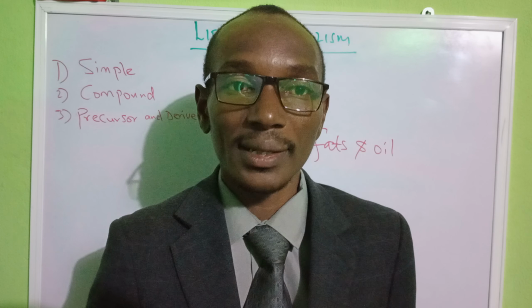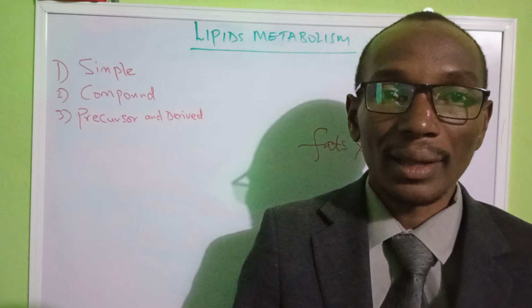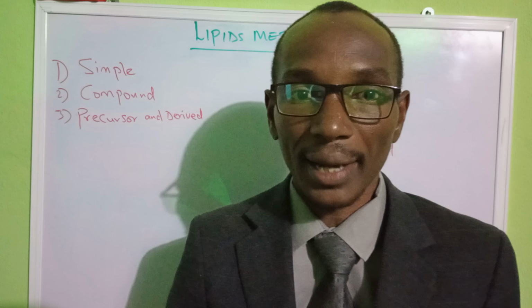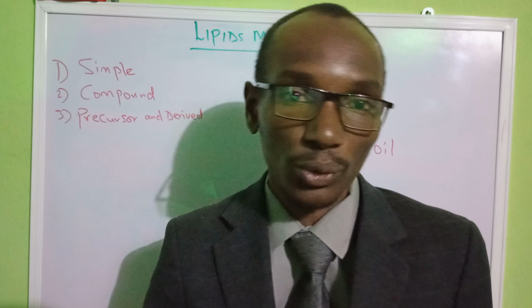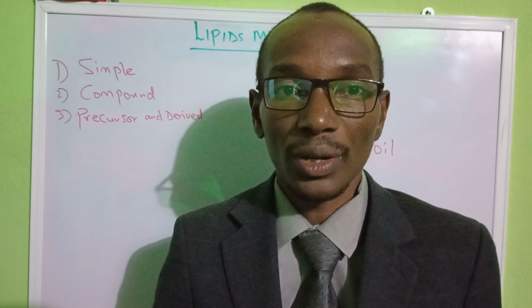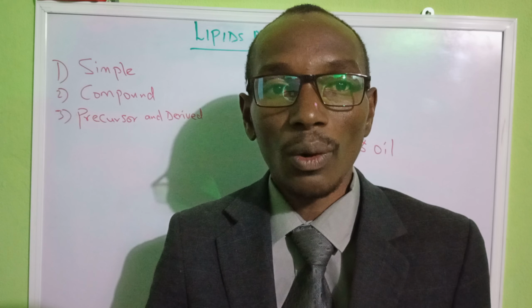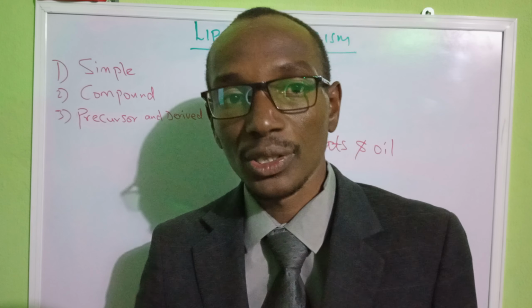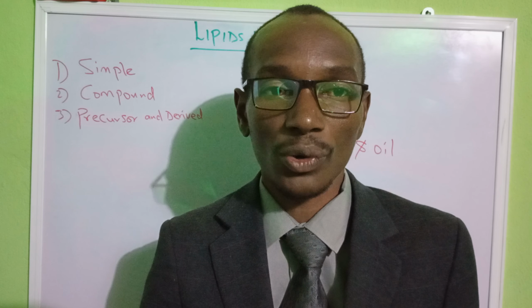So this means that 1 gram of lipid supplies about two times the energy of either carbohydrate or protein. Now, it is very important to talk of lipids. The chemical composition consists of carbon, hydrogen, and oxygen, but a fewer amount of oxygen.